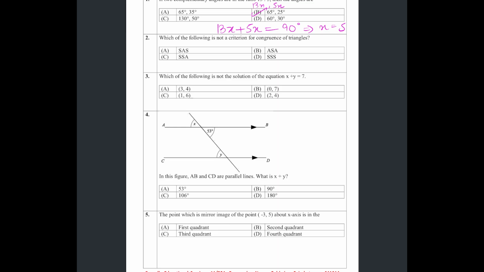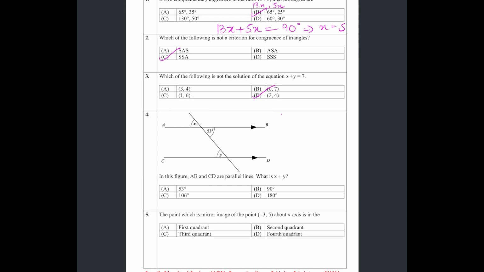Okay, which of the following is not a criterion for congruence, right? So side-side-angle, SSA, is not a reliable congruence criterion for being certain about whether two triangles are congruent or not, right? Now, for the third question: which of the following is not a solution of the equation x plus y equals 7? So 3 plus 4 is equal to 7, 0 plus 7 is equal to 7, 1 plus 6 is equal to 7, but 2 plus 4 is equal to 6, right? So it's not a solution.